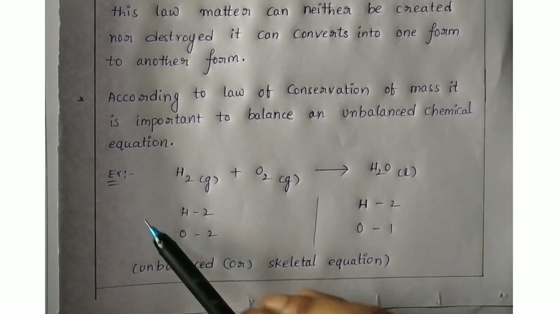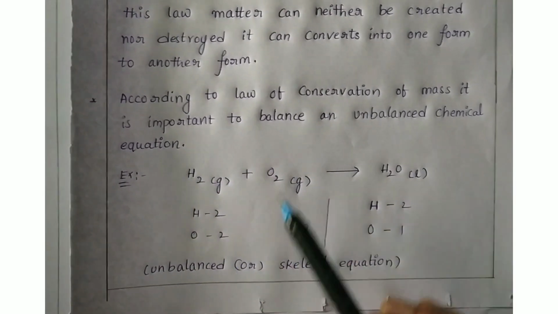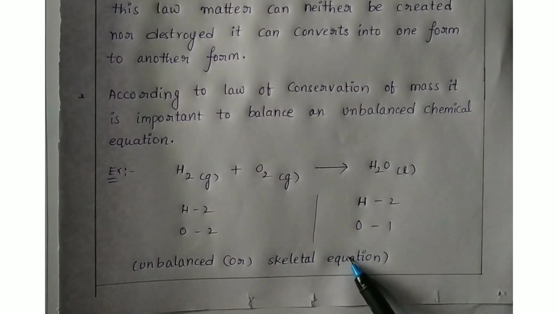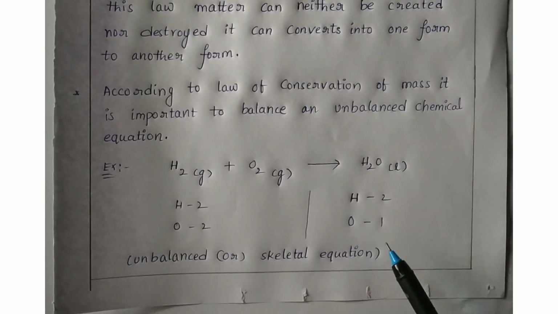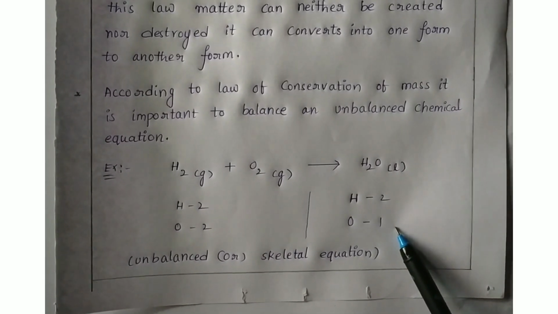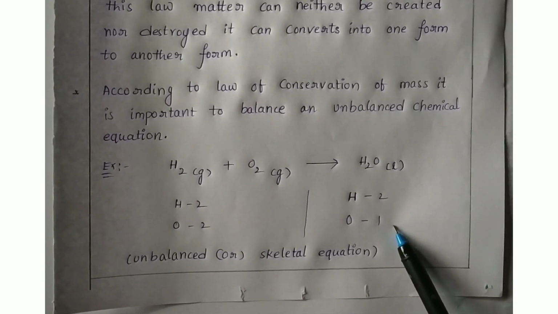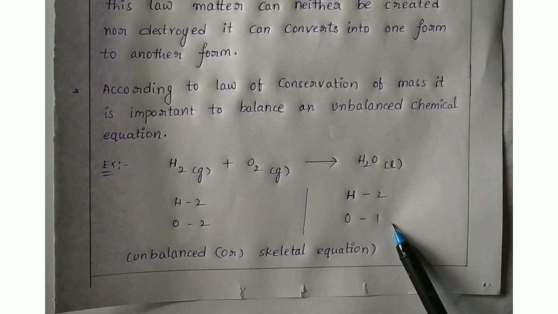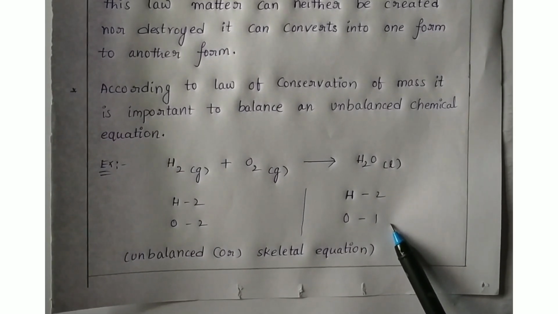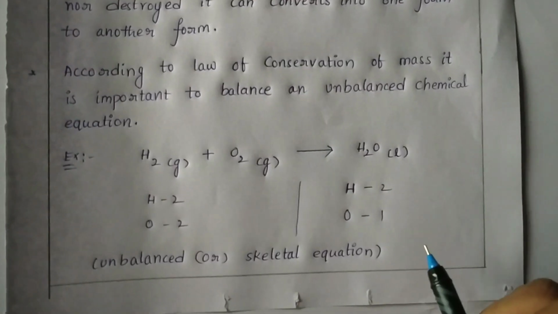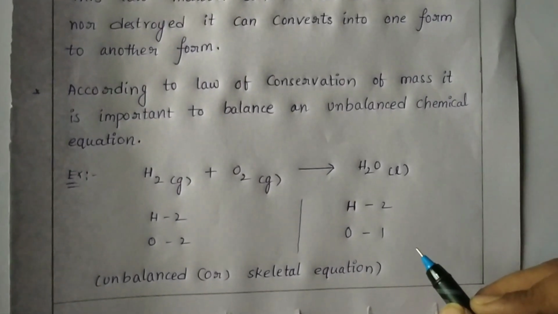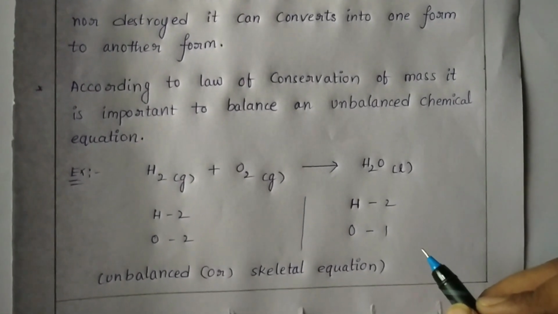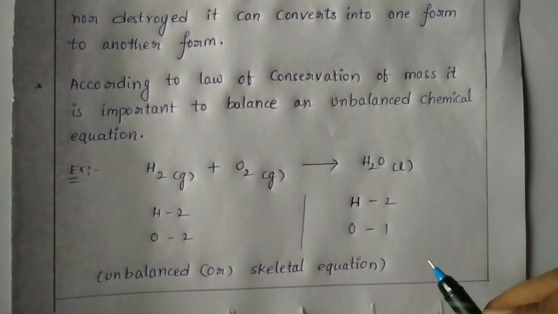So now this total equation is called an unbalanced equation or skeletal equation. By balancing the chemical equation, we get a sufficiently correct chemical equation. So we need balancing of chemical equations. How to balance an unbalanced chemical equation? Next, I want to explain the method of balancing an unbalanced chemical equation or skeletal equation.